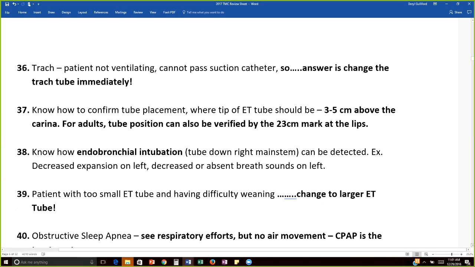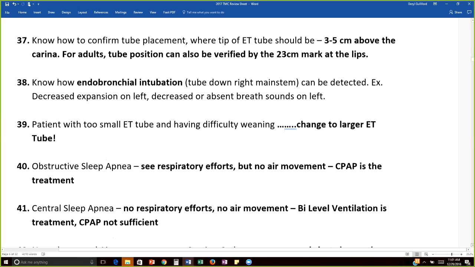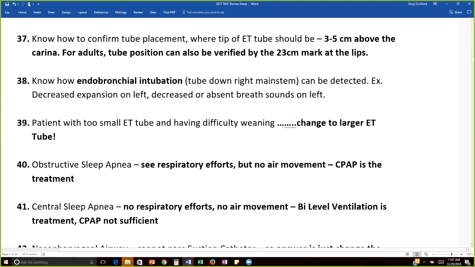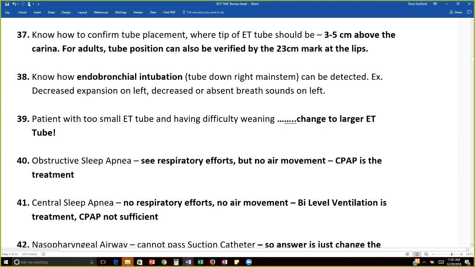Okay, confirming tube placement. We want the tip of that ET tube to be about 3 to 5 centimeters above the carina. For adults, we can also look at the lips. Should be about the 23 centimeter mark at the lips. Those are good ways to confirm tube placement. Also, lung sounds, of course. Should hear good lung sounds on both sides.